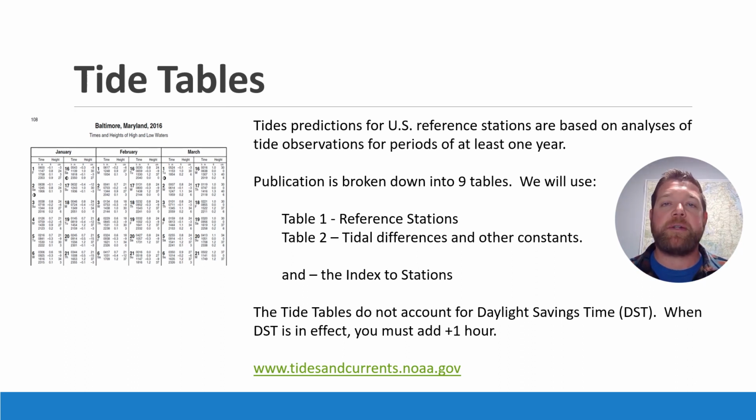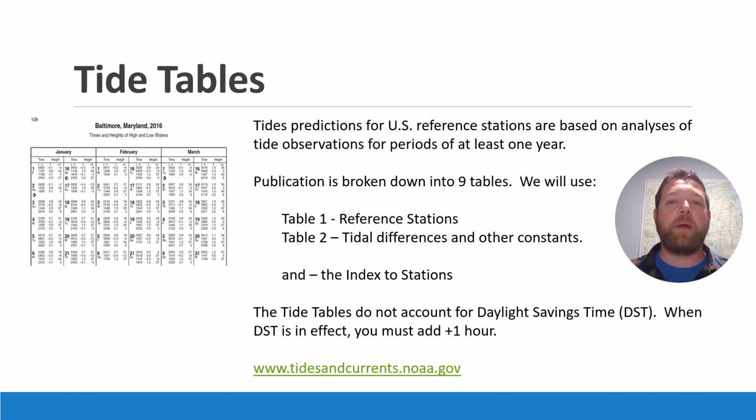These are the reference stations, or I like to call them, primary stations. Now, there can only be so many primary stations in the book, or else the book would be humongous. And then we have table two, which are kind of your substations that have tidal differences that if you can take those differences, apply them to table one to get whatever the tide might be for another substation, so to speak. And then we have the index.